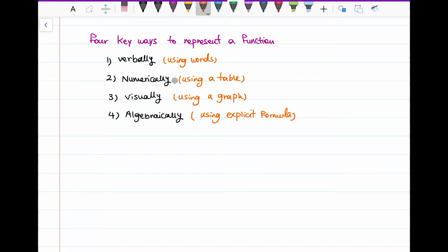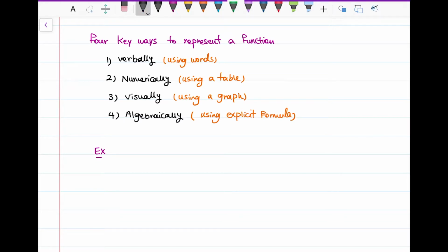Numerically, we're going to use a table. If you have some data, it would be very useful to show the function numerically. For example, in data science and some other physical problems, they're going to use a table to show it. But in calculus, we usually use a graph or a formula to represent a function. Let me give you one example for each one of them.